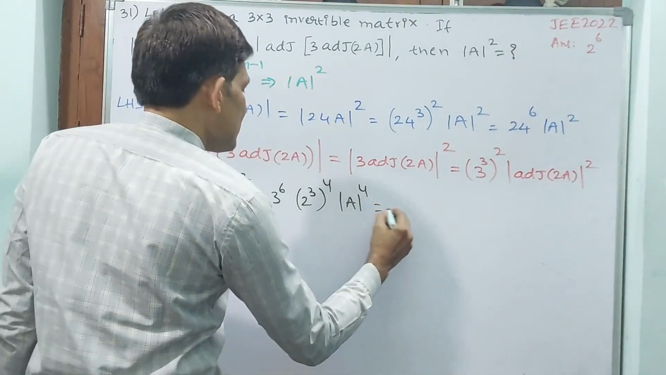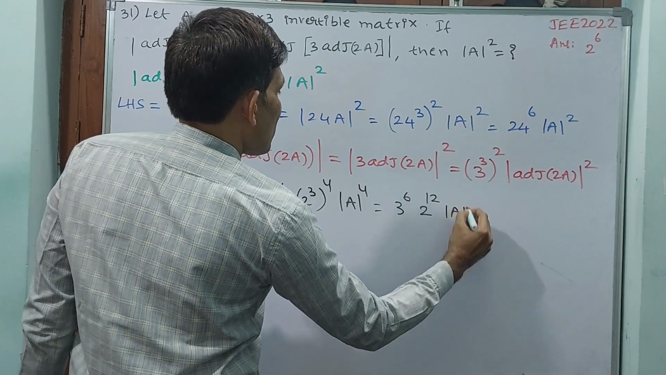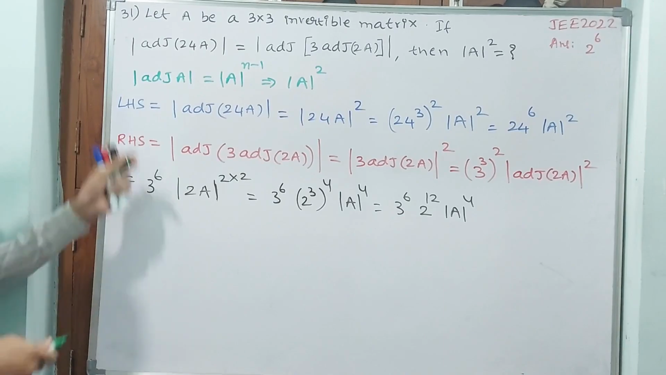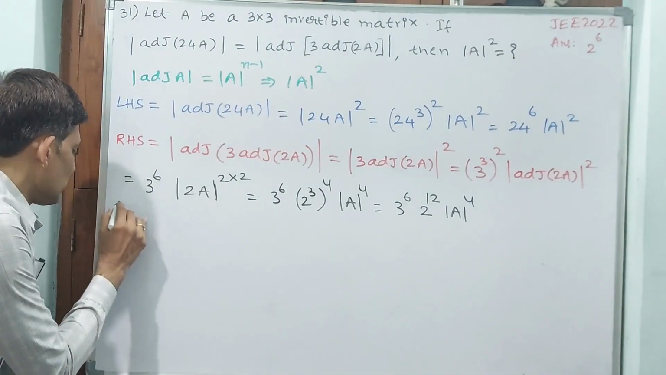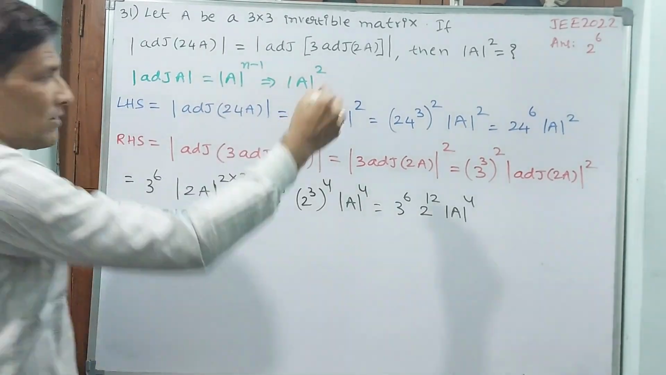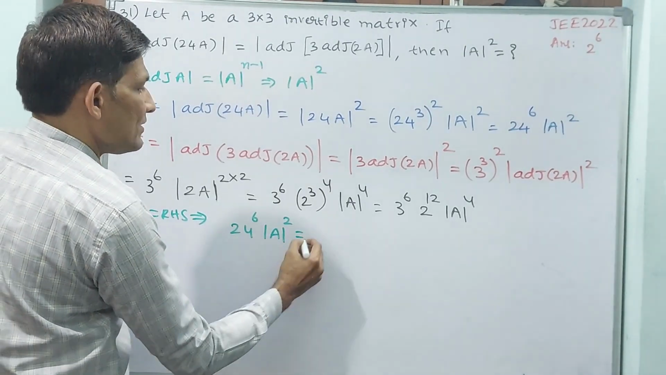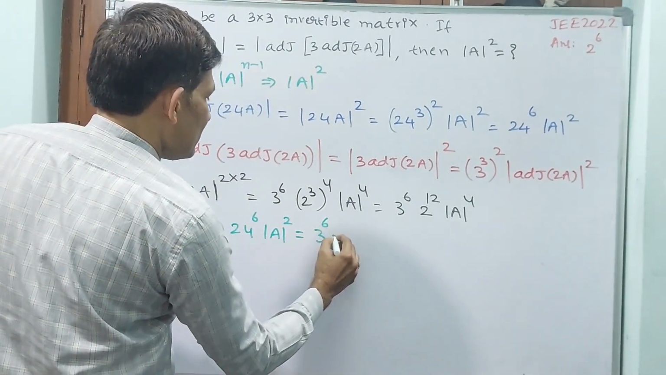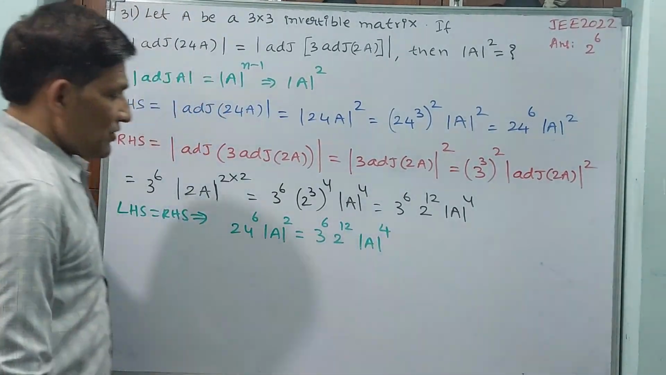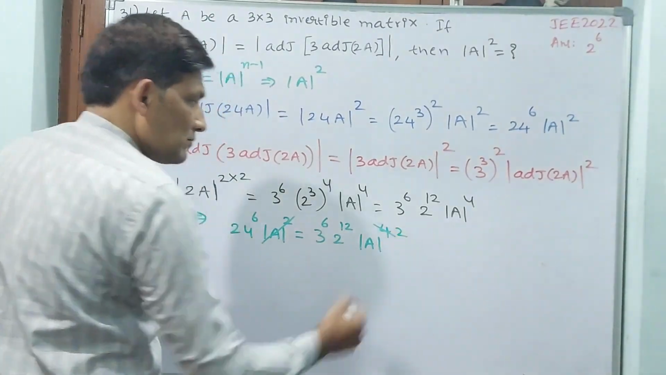Understand? Finally, what is this? This is 3 power 6, 2 power 12, determinant of A to the power of 4. This is complete RHS, that's all. Now you equate both. LHS is equal to RHS implies, write down, 24 power 6 determinant of A square is equal to 3 power 6, 2 power 12, determinant of A to the power of 4. See, this, completely divide this. Here 2 will come.